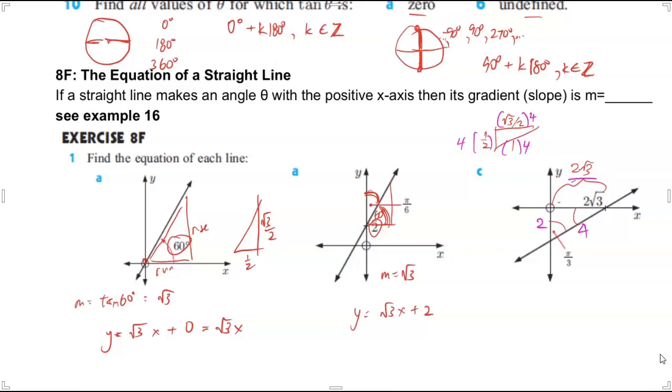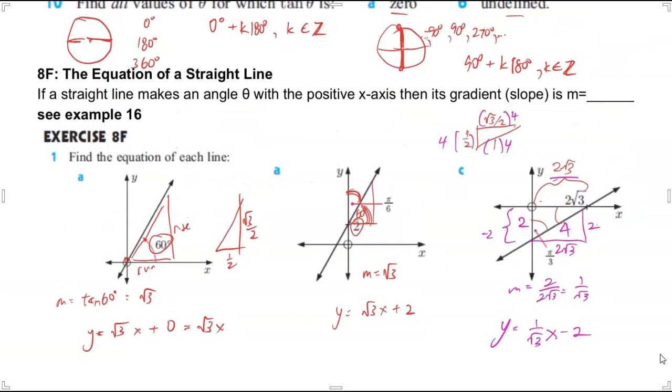Okay, so now we have this triangle, the rise over run triangle. The rise is 2. The run is 2 square root of 3. And so the slope would be 2, which is the rise, over the run, which is 2 square root of 3, which is equal to 1 over the square root of 3. Okay, and the y-intercept would be negative 2, right? So I'm going to write my line equation here, 1 over square root of 3, x minus 2. And I'm done with the page and with the packet.